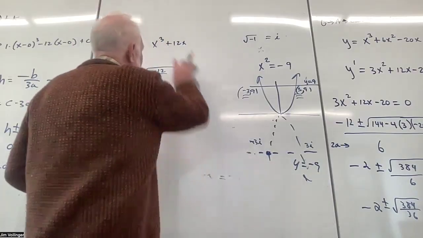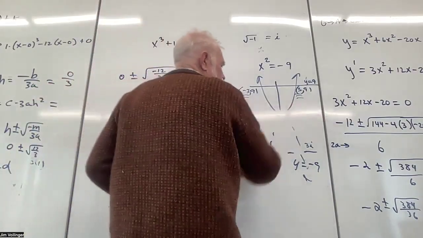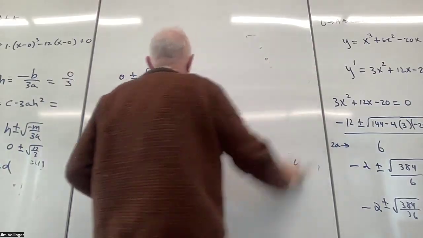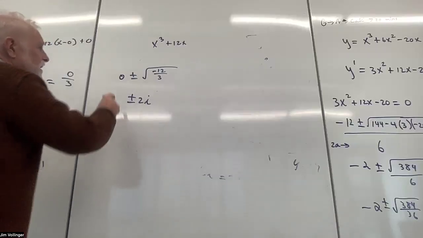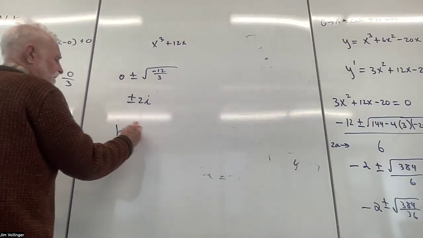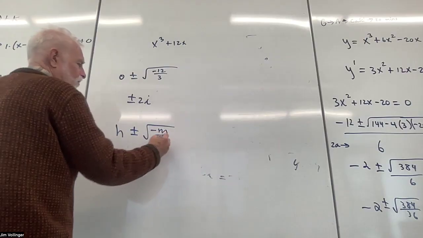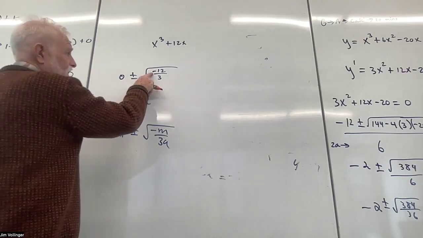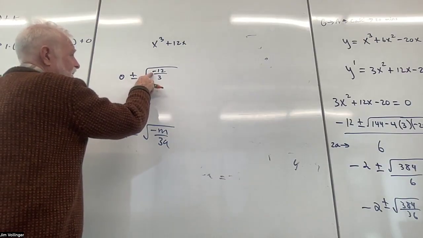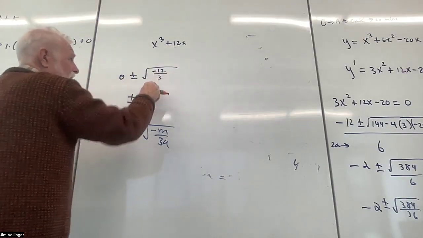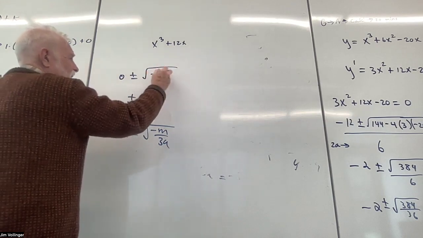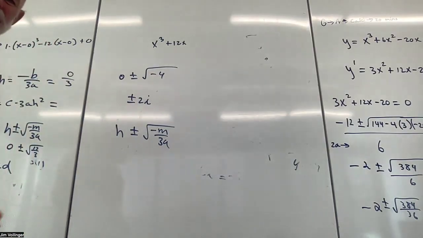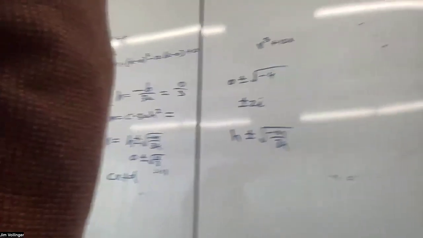So I decided that I'd graph x cubed plus 12x and look at the local max and the local min. You see what we get. First off, you don't get any, right? Because h plus or minus the square root of minus b over 3a. Well, 0 is h, right? And the opposite of positive 12 is -12. And so we're going to get -4 here, right? Which gives us answers of plus and minus 2i. And what were the answers for the max and min over here?